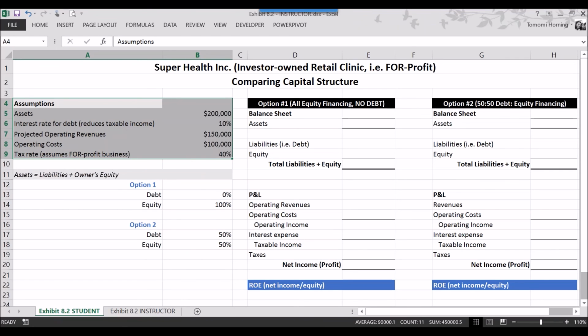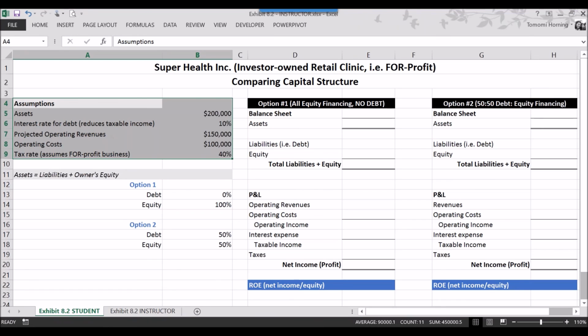So the assumptions here, remember: the assets that are required, $200,000. What's the interest rate on the debt? 10%. What is the projected operating revenues? $150,000, operating costs $100,000, and then the tax rate for a for-profit business, we're going to assume 40%. All of these five details were given in the textbook. Okay, so this is no new information.